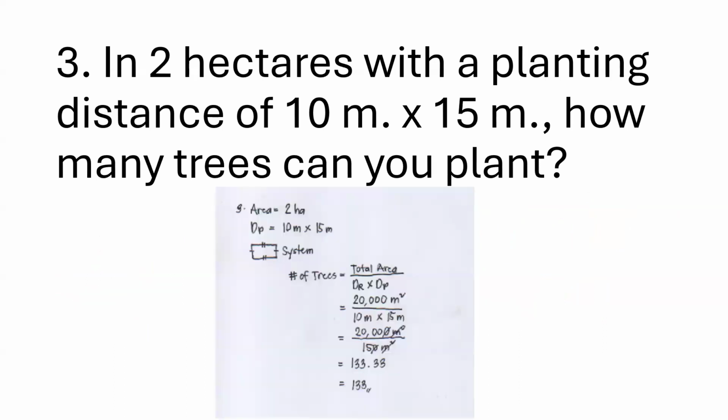Okay. So, 2 hectares is equivalent to 20,000 square meters. Then, distance between rows and distance between trees, 10 by 15. So, 10 meters times 15 meters equals 150 square meters. Then, bring down 20,000 square meters.